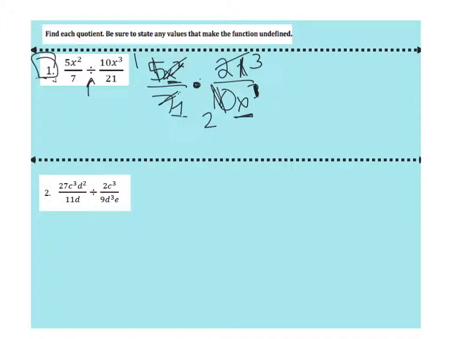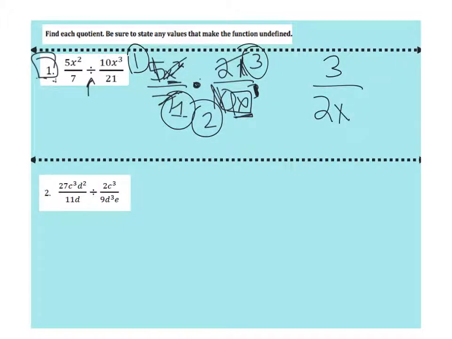I know this gets a little messy, but what do I have left up top? I've got this 1 and this 3. Everything else got canceled out, so I'm left with just 3 on the top. On the bottom, I've got a 1, I've got a 2, and I've got 1 remaining x. So that means I'm going to have 2x. What's my excluded value? X cannot equal 0. That doesn't work. So there's my simplified solution with my excluded value.